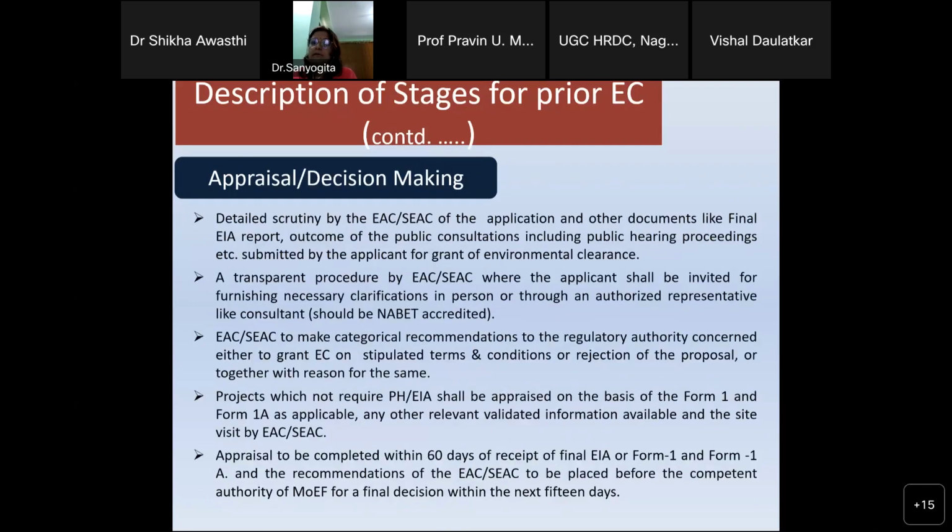The appraisal or the decision making undergoes detailed scrutiny of the application at both ends, with reference to the report and the public hearings, and then they go for the submission. The final result will be in the form of either the environmental clearance being granted, or certain modifications being required to lead to the further process of the environmental clearance.